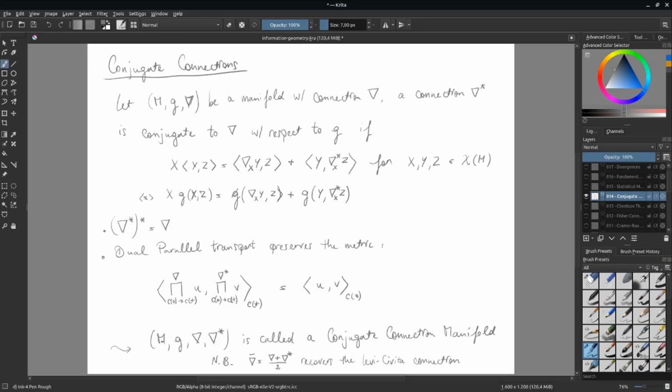And so whenever we have a quadruplet M, G, nabla, and nabla star, that's going to be called a conjugate connection manifold. Also note, if you were to take the average of these two conjugate connections, this would give you back again the Levi-Civita connection, because this would be self-conjugate and again still compatible with the metric, and so there's only one connection that works with that.